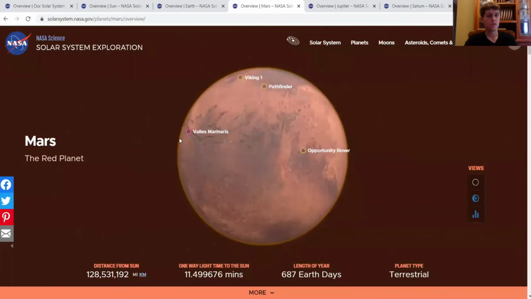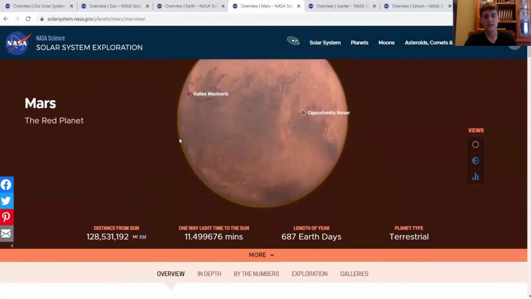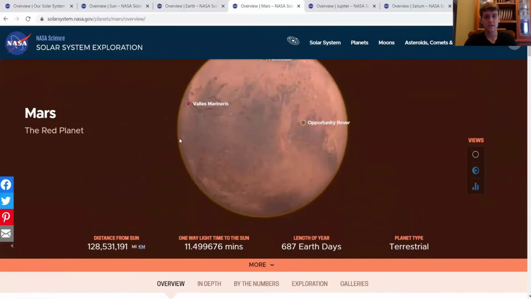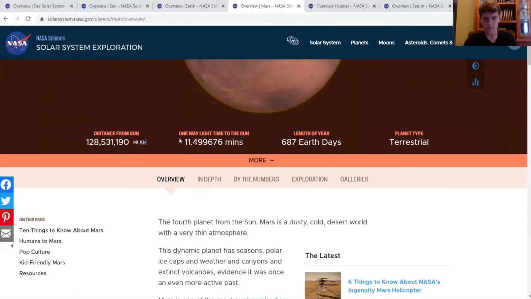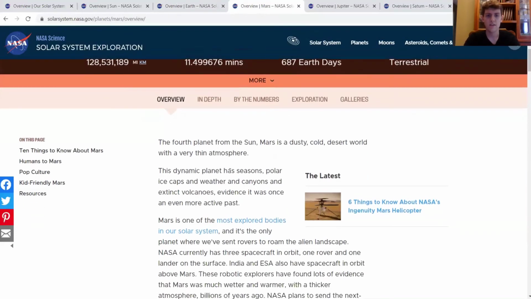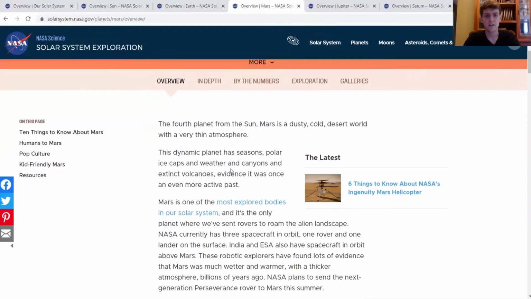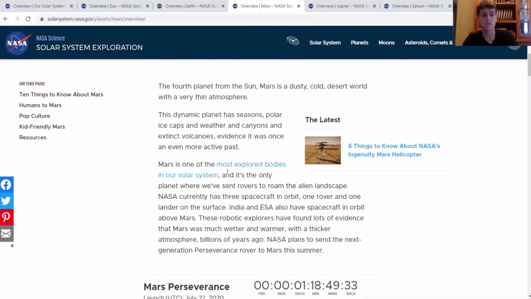So this is Mars. It is known as the red planet. Now the length of 1 year is 687 Earth days. That's quite longer than 365 days we have here on Earth. Now, it is the fourth planet from the sun. Mars is a dusty, cold desert world with a very thin atmosphere. This dynamic planet has seasons, polar ice caps, weather, canyons, and extinct volcanoes, evidence of a time when it was once an even more active past. So that's pretty interesting to me.